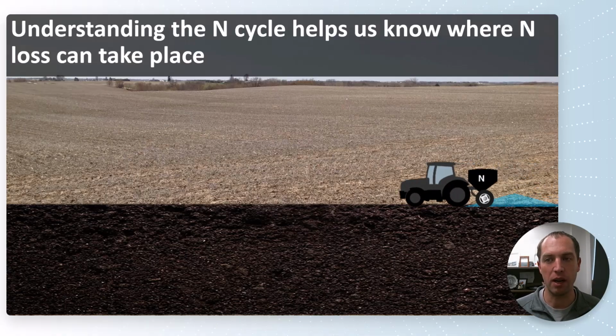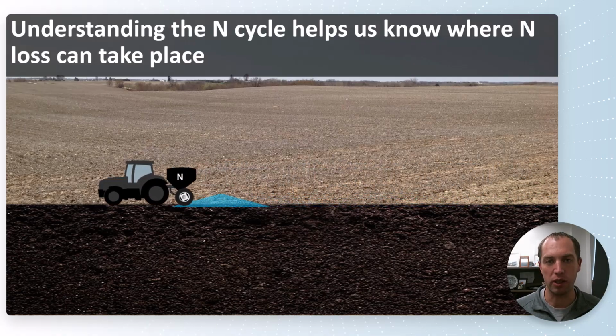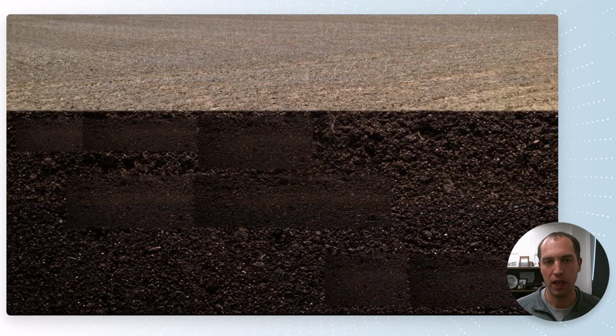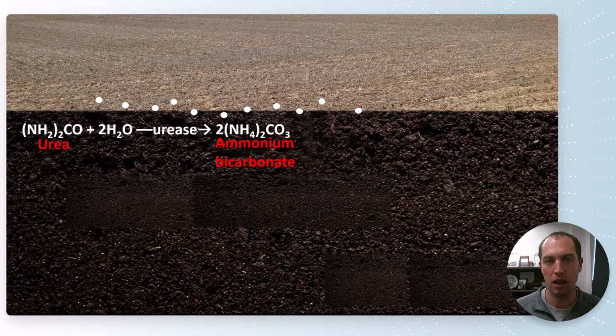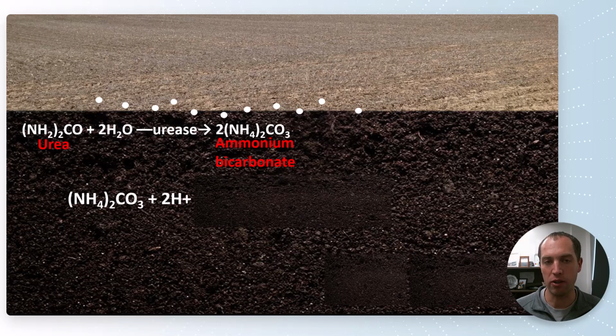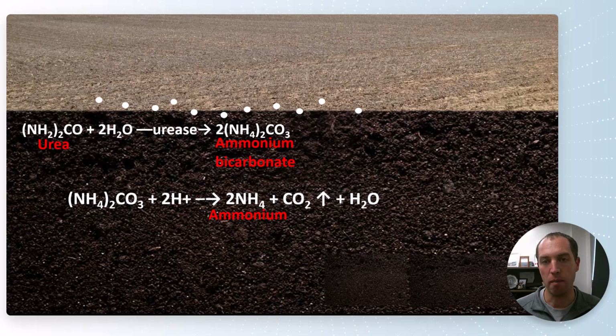So first of all, we think about in the springtime or the fall time, usually the spring, we're applying that nitrogen fertilizer to the surface of the soil. And then what happens next is important to understand as far as managing nitrogen loss. We know that urea is on the soil surface, and that urea is going to act with water and a urease enzyme to form ammonium bicarbonate. And that ammonium bicarbonate will then act with hydrogen ions to form ammonium, CO2, and water.